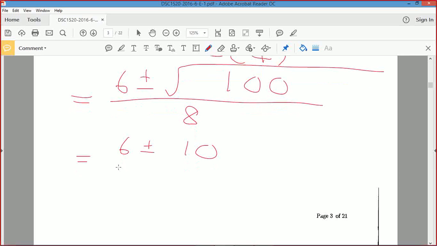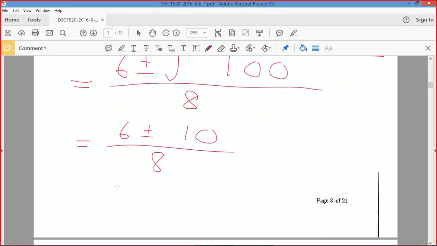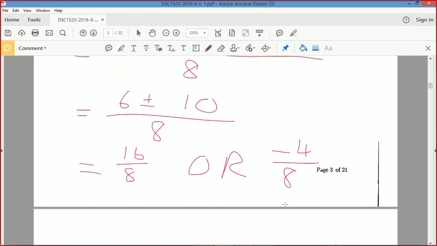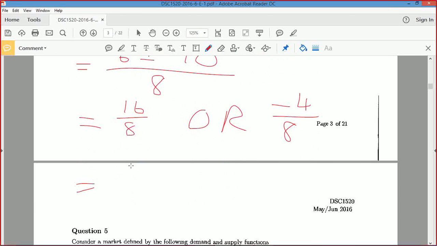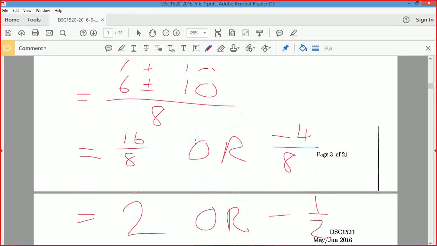10 times 10 is 100. Okay, so 6 plus 10 is 16 over 8, or 6 minus 10 is what? Minus 4 over 8. Okay, so 16 over 8 is 2, or minus a half. Do we get the same answer? Yes, it takes a lot longer to get the answer if you're doing it that way.